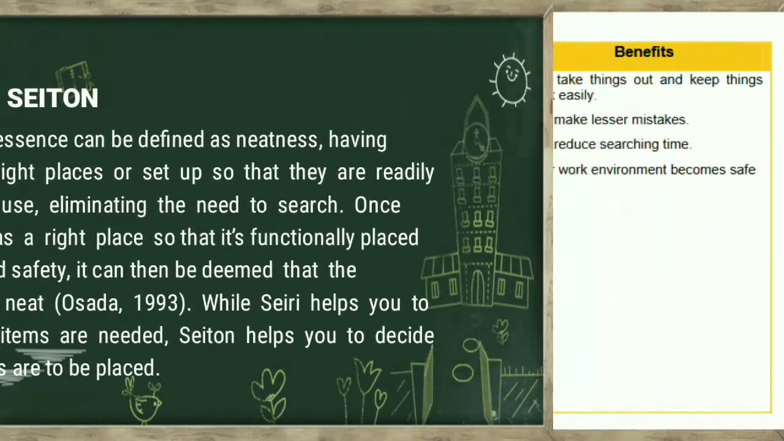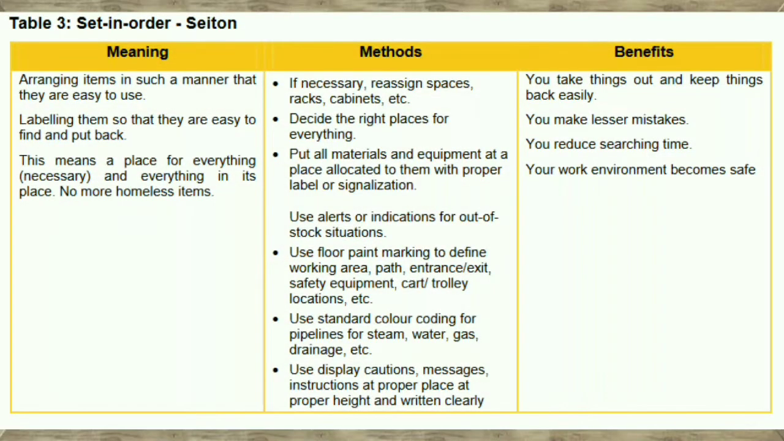While seiri helps you to decide what items are needed, seiton helps you to decide the way things are to be placed. So the methods: if necessary, reassign spaces, racks, cabinets, and etc. Decide the right places for everything. Put all materials and equipment at the place allocated to them with a proper label or signalization. Use alerts or indication for out-of-stock situations.